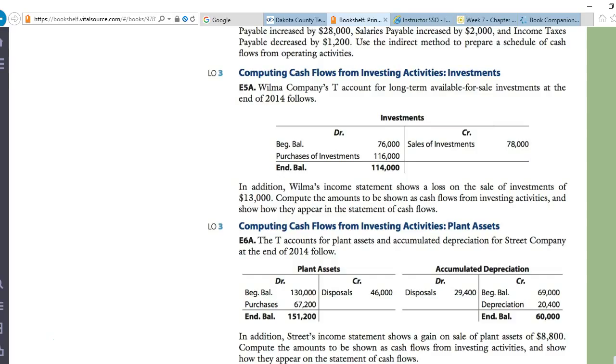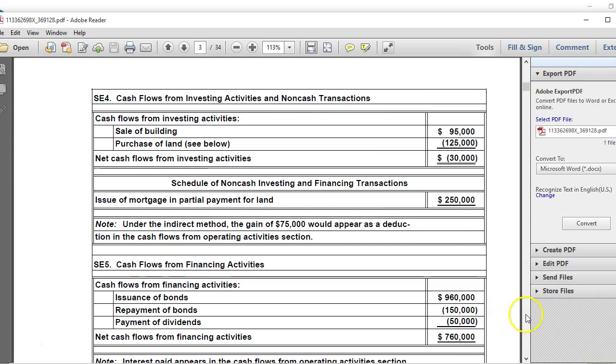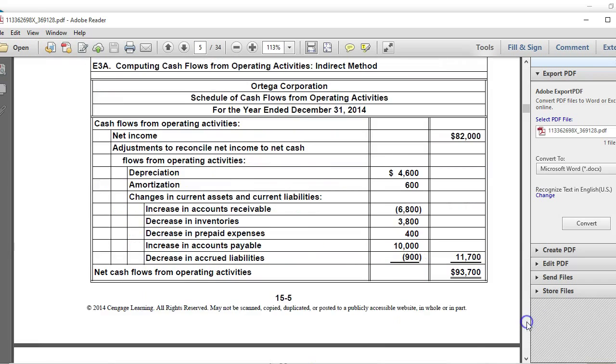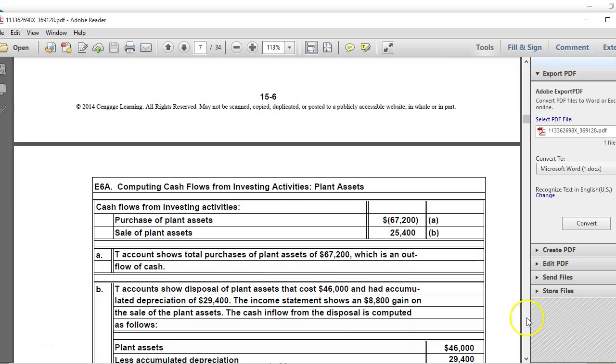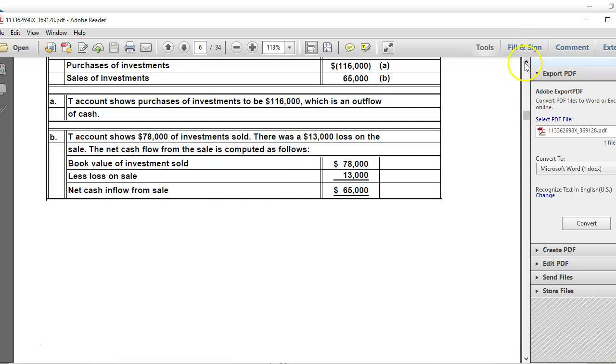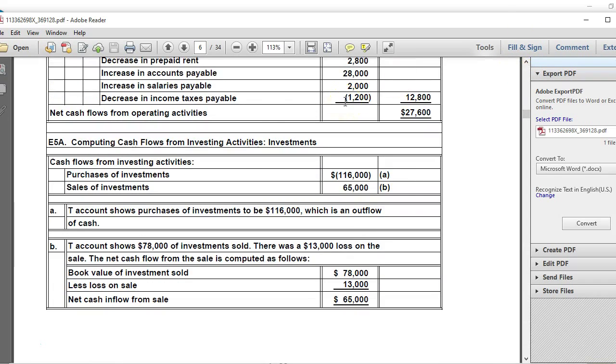In the investment section, when we purchase investments, what happens to our cash? It goes down. When we sell investments, what happens to our cash? It goes up, right? So in this example, the purchasing of investments we show as a minus, using up cash. The sale of investments we add back. It's a plus.